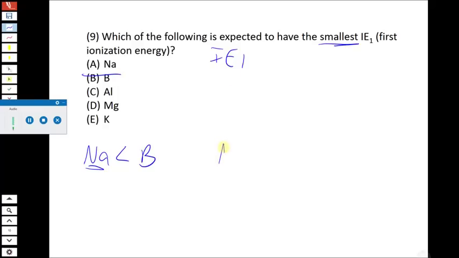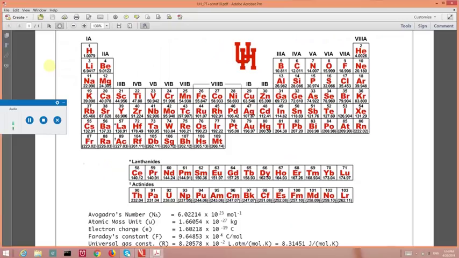Then we're going to compare sodium and aluminum. Sodium and aluminum are on the same row of the periodic table. Aluminum is to the right of sodium. There are, as we said, some blips in the trend, but those occur at group 2. So if we go from sodium to magnesium to aluminum, we expect ionization energy to increase as we go from sodium to magnesium. This one should be abnormally large because it's group 2. We would have a decrease from magnesium to aluminum, but we would still expect sodium to be smaller than aluminum.